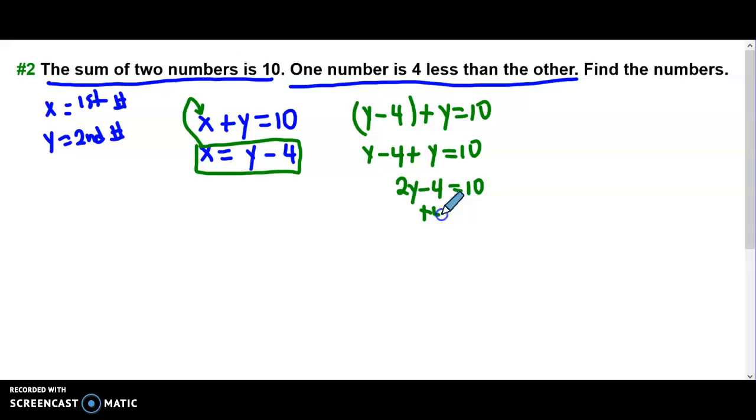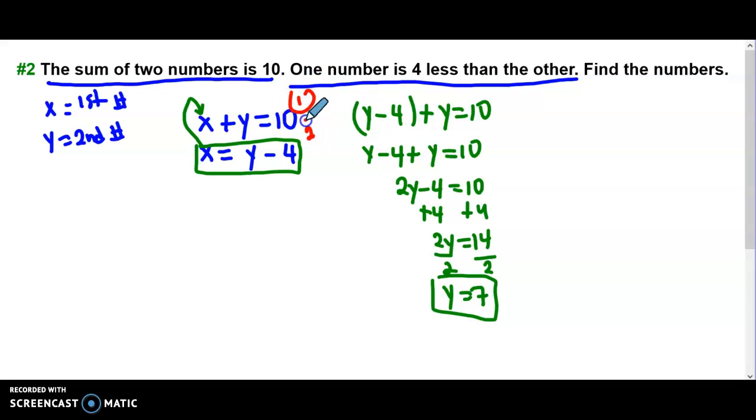Take the negative 4 to the other side. 2y equals 14. Divide by 2. And y equals 7. So again, I can take this back to whichever of the two original equations of the system, the first or the second. I'm going to go to the first, and I'm going to put in the y, 7.